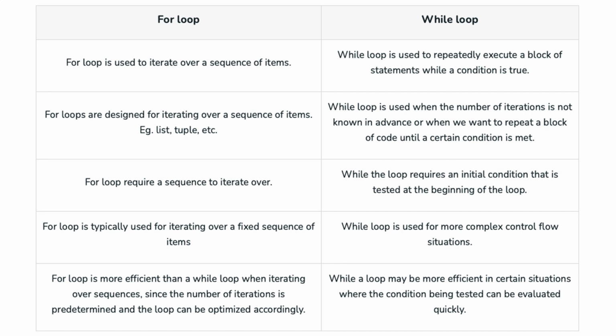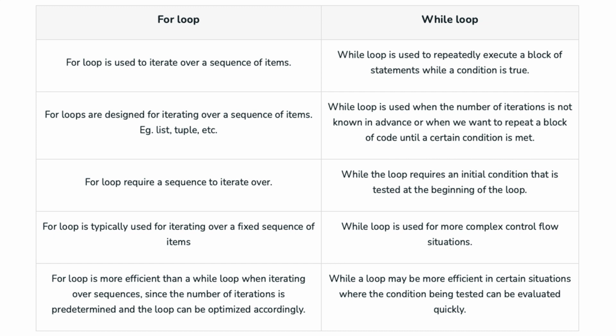Purpose-wise, a while loop is used to repeatedly execute a block of statements as long as a specified condition remains true. Now this type of loop is more flexible in terms of its control flow. As for design, while loops are used when the number of iterations is not known in advance, or when a block of code needs to run until a certain condition is met. So while loops require an initial condition that is tested at the beginning of each iteration.